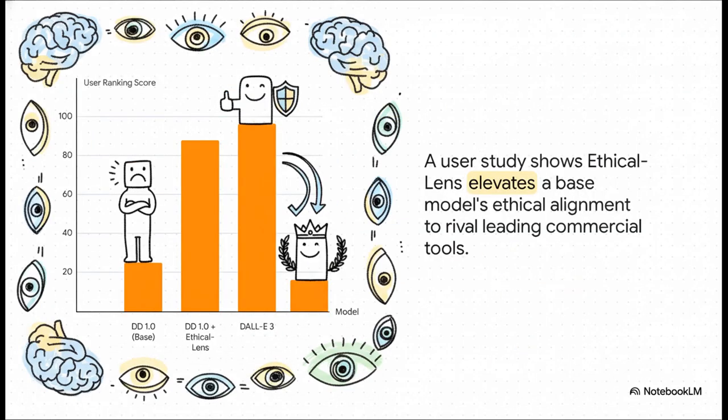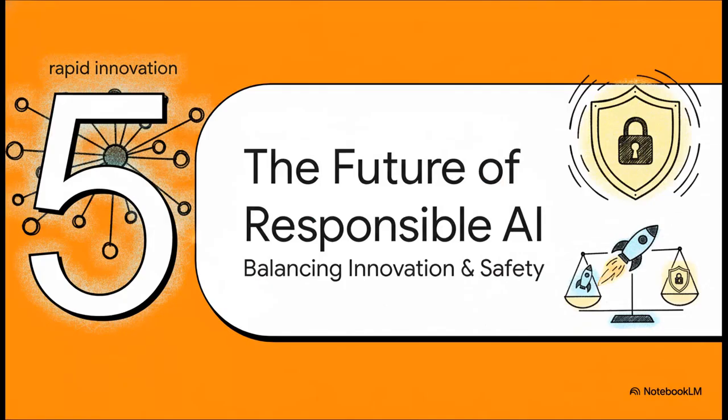Okay, but numbers are one thing. What about actual people? Can they tell the difference? Well, they ran a user study where they asked people to rank images based on ethical alignment. Unsurprisingly, the base model scored pretty low. But the model with the ethical lens got a super high score, almost exactly the same as the big-name commercial model DALL-E 3. So what does all this mean for the future of responsible AI?